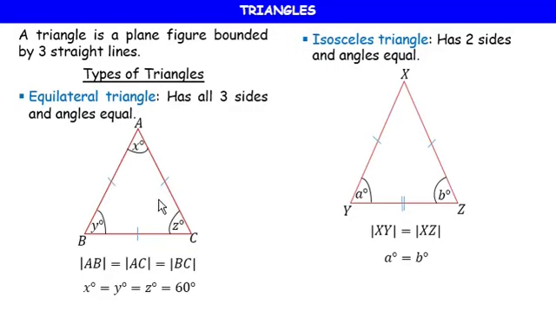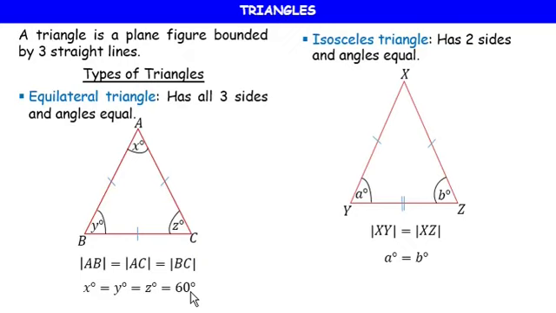So if here is 1, here is 1, here is 1, whenever you see these marks on a triangle, it tells you that that triangle is an equilateral triangle, meaning that line AB is equal to line AC is equal to line BC. So it has all 3 sides and all 3 angles equal. So here it presupposes that angle X and angle Y and angle Z are the same. For an equilateral triangle, each of the angles is equal to 60 degrees.